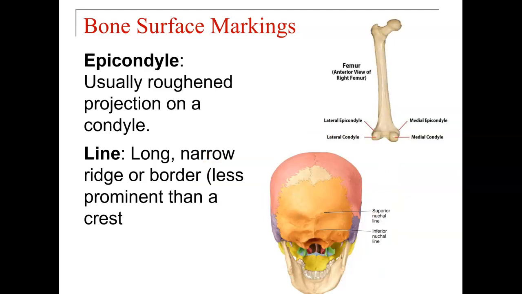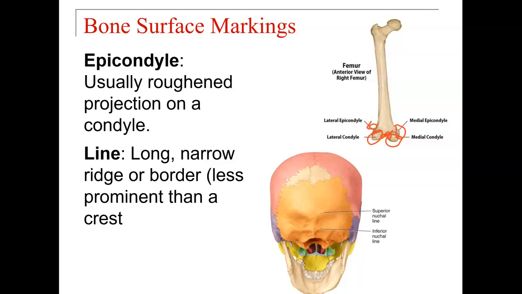Epicondyles are usually going to be roughened projections on a condyle. And so here you see an epicondyle, which is going to be located up here and up here. So it's a rough projection above the condyle. The condyle is going to be the smoother section here. And so this is your femur, and I know this is the back of the leg or femur, simply because you have this indentation here, and I can see the medial condyle and medial epicondyle, as well as the lateral condyle and lateral epicondyle. So that tells me it's the back of the leg. If it was the front of the leg, it would have a smooth patellar surface.